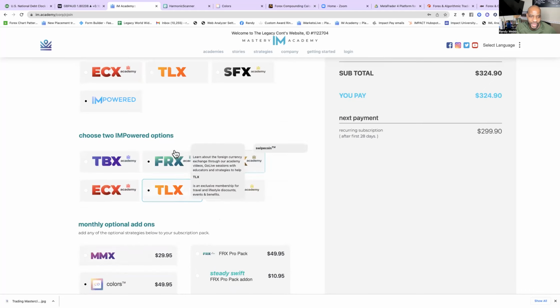So that's our I Am Powered. It's the best value that you get if you do TLX and Forex. To me, that is the best value package ever because you get a free vacation at the end of the year just by paying your membership for 12 months in a row, which you're already going to do because you're doing the Forex.